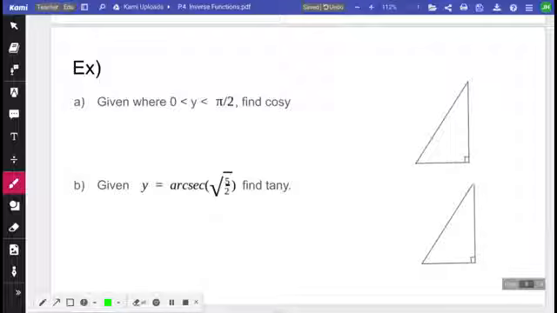All right, so we are given here a range where 0 is less than y is less than pi over 2. A way to read that would be y is between 0 and pi over 2. We're going to find the cosine of y. Okay, it looks like I spelled cosine wrong, but I didn't. So we're going to find the cosine of y. Why this is helpful is it tells you what the values are. I'm sorry for all my typos.